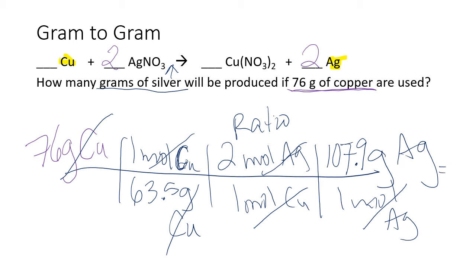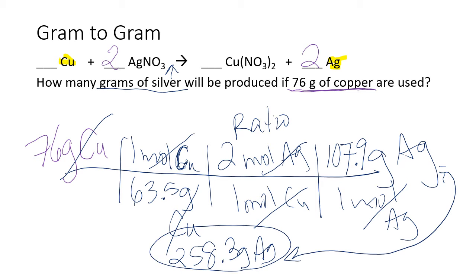Just to figure out this answer, again, I'm going to multiply everything on the top together and then divide that number by everything in the bottom. So I end up with 76 times 2 times 107.9, and I'm going to divide that by 63.5, and I end up with 258.3 grams of silver as my answer.